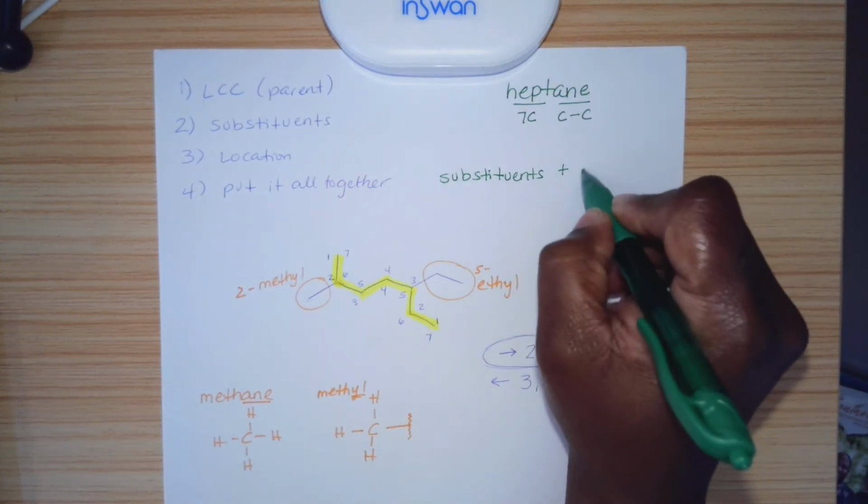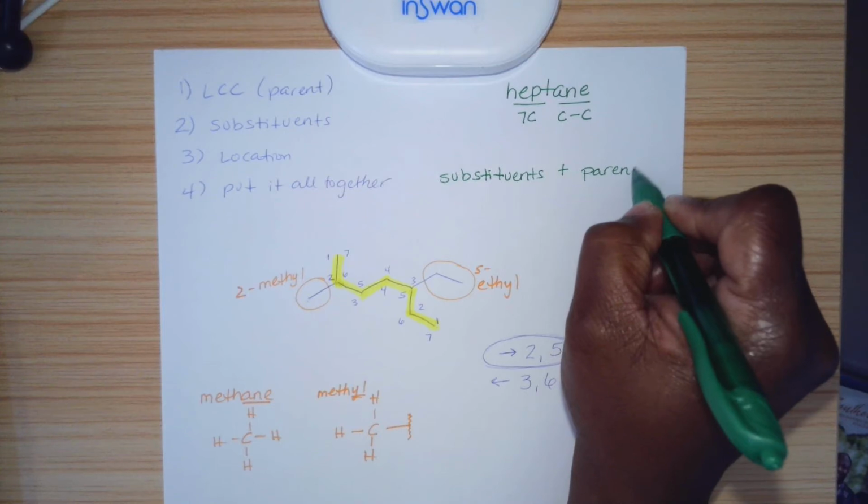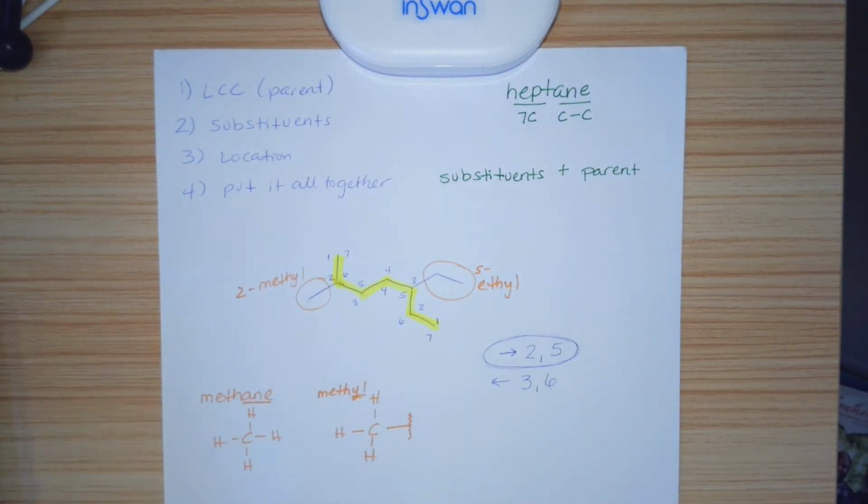And then you follow it with the name of the parent chain. So that's the general guideline as far as naming any alkanes. You have substituents, and then you have your parent chain. You have to indicate what substituents are present, but you also have to include where they are located. And then if you have different types, you put them in alphabetical order.